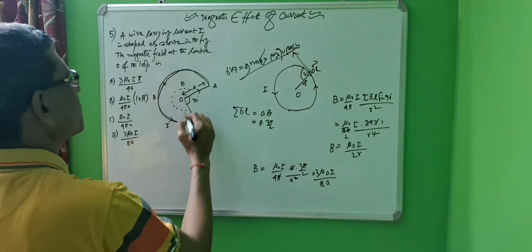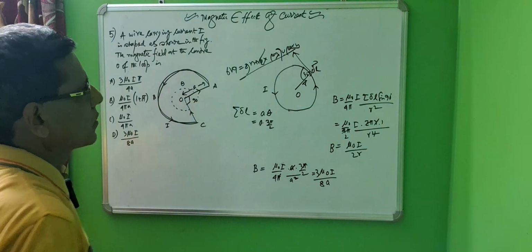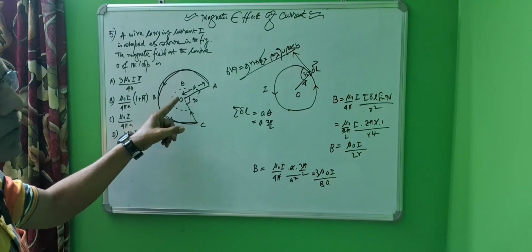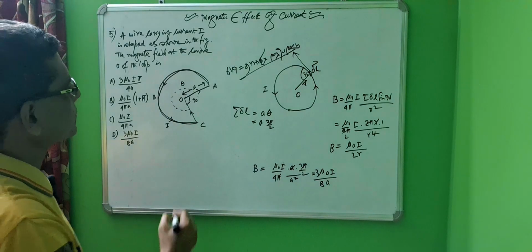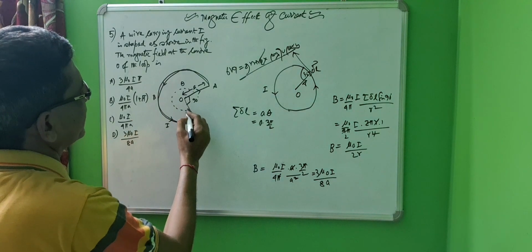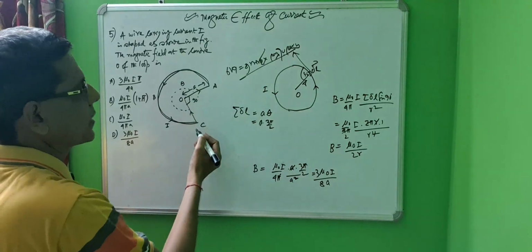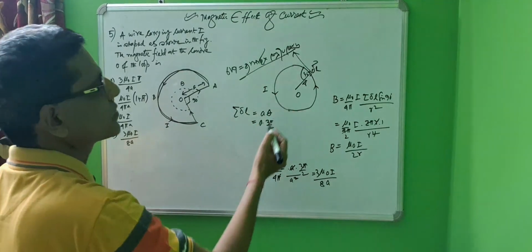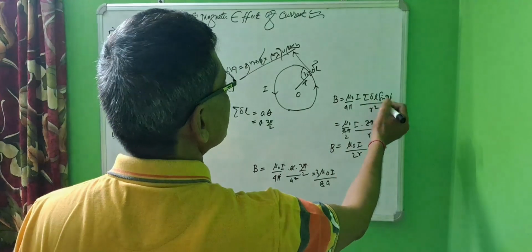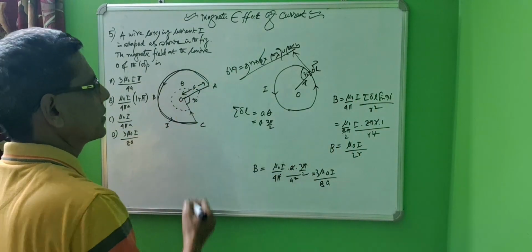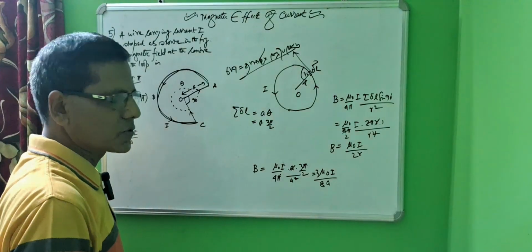For the CO portion, the magnetic field at the center will be 0, because delta L and R are at the same line, making an angle 0 degree to each other. So there will be sine 0. Also for this case, OA, there also will be sine 0 equals 0.